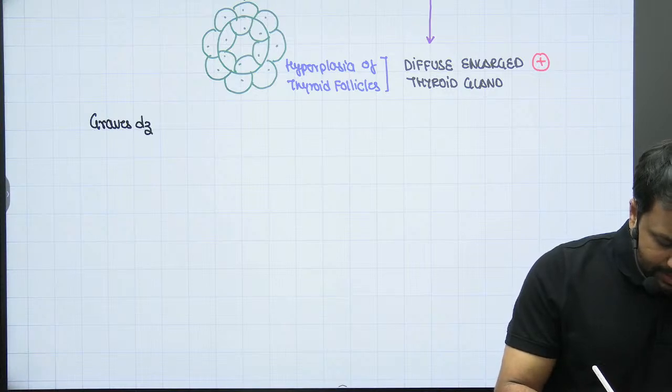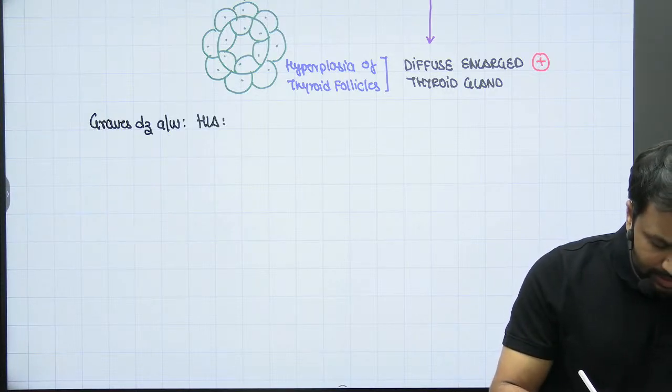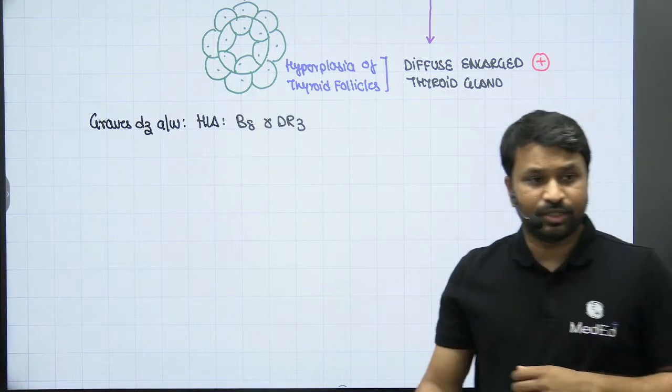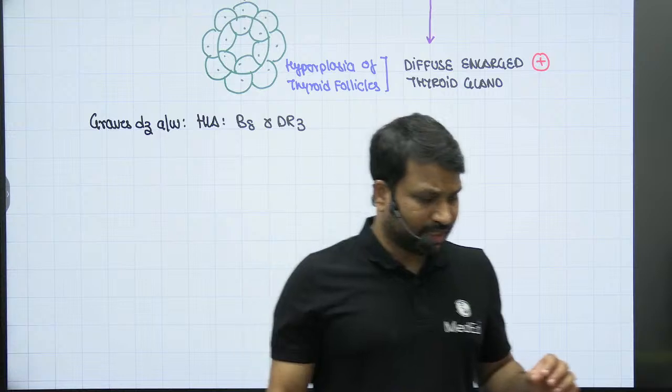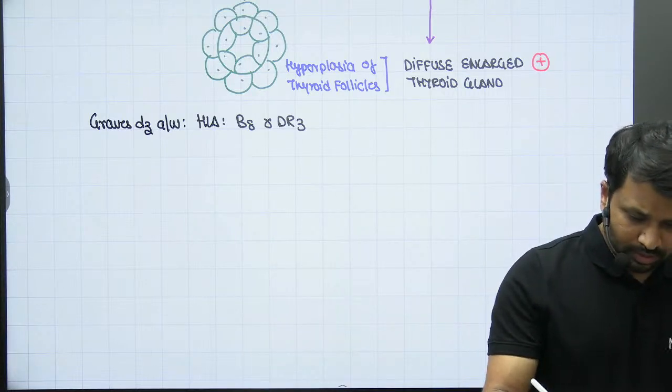Graves' disease is associated with the HLA component. It is associated with HLA-B8 and HLA-DR3. This is something that we have to remember.